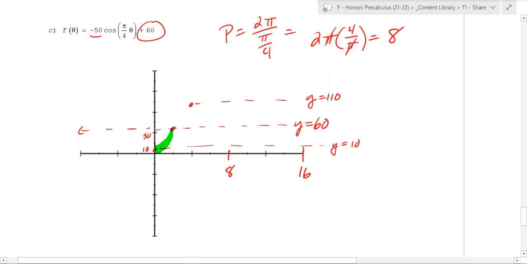So if this is the first curve right there, you can then finish this by replicating that same curve. What's it going to look like? It's going to go down. Then it's going to go up, and then it's going to go down. It goes down all the way to 10, in this case, up to 110, down to 10. And it keeps on repeating.